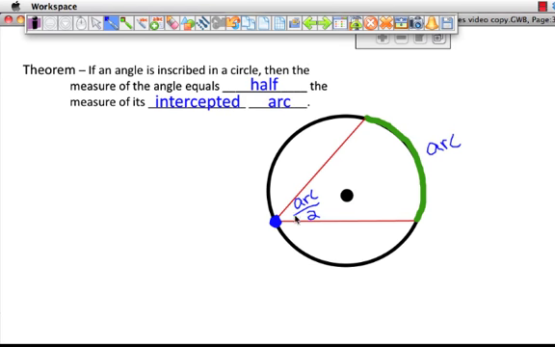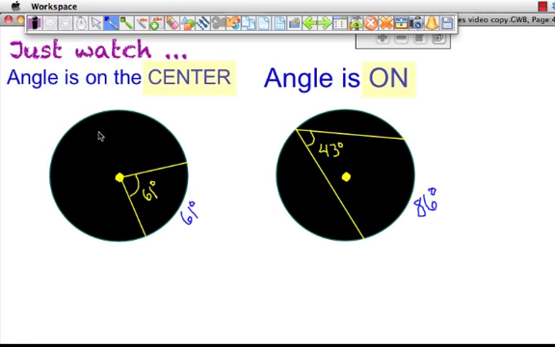And it works both ways. If you know what the arc is, then you divide by 2 to find the angle, or if you know what the angle is, you multiply by 2 and you'll get the arc. All right, just watch these. You don't have these examples on your paper, but I just want you to see it.